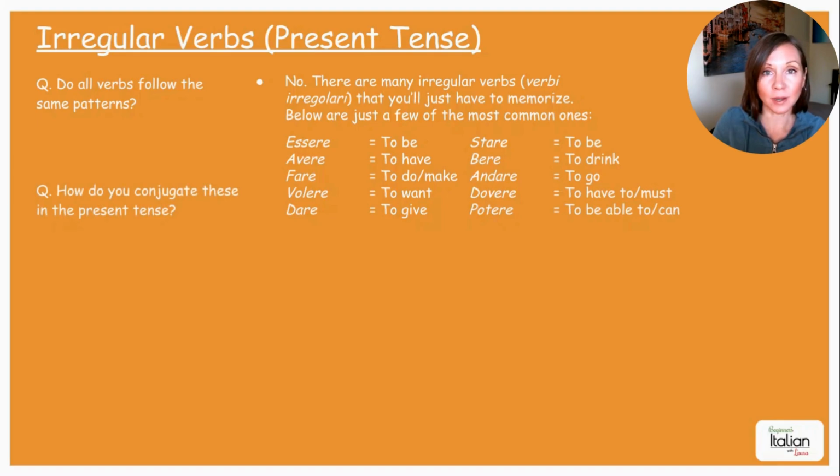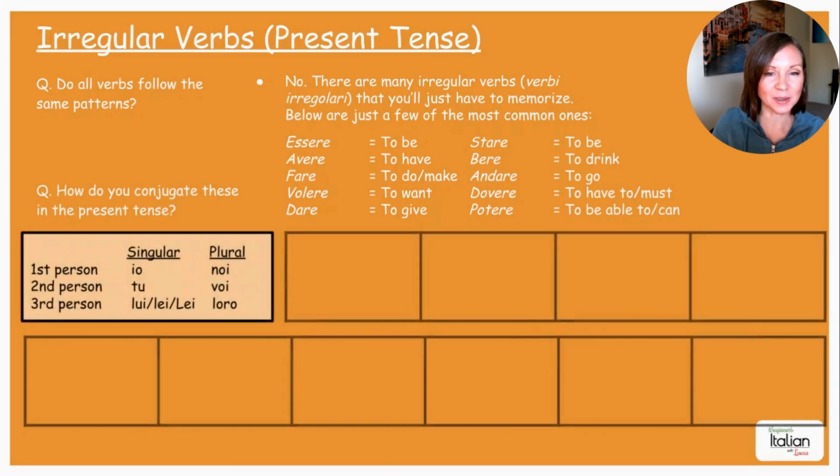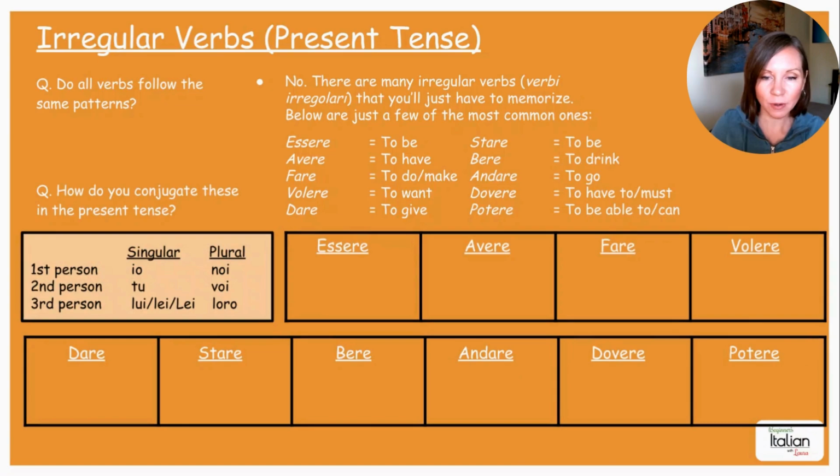How do you conjugate these in the present tense? Just like in the previous slide, we have essere. Again, you're just going to have to memorize these. I'm going to go over them all once, and then you'll have to study this on your own, going over them over and over until you remember them. The more you use them, the more you will get used to what they sound like and what they should be. Practice makes perfect, I guess.